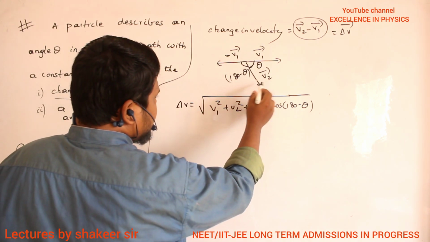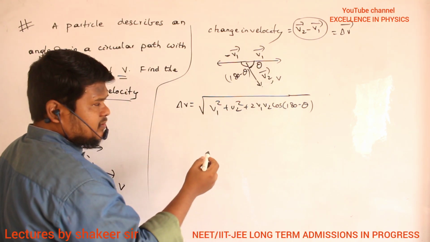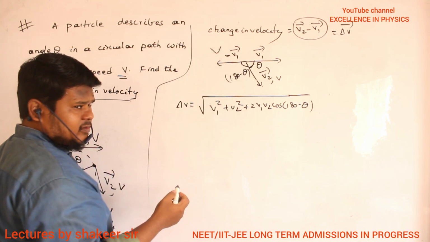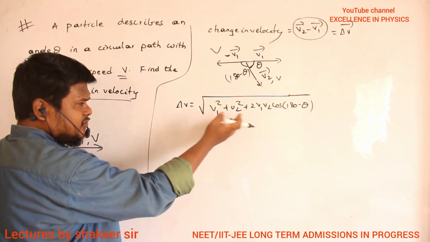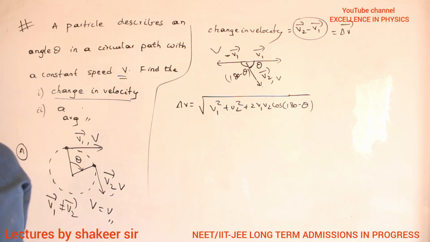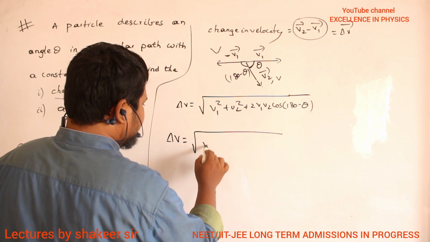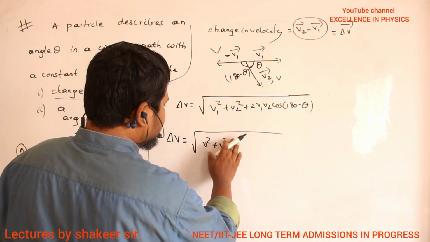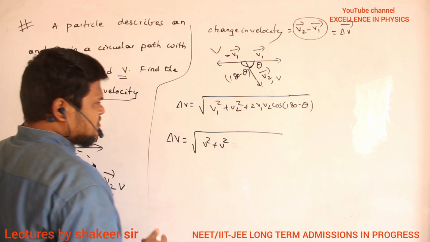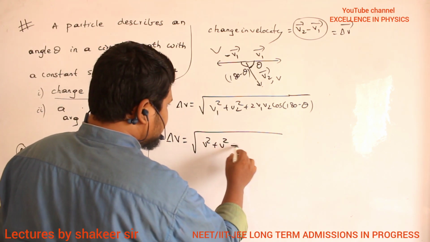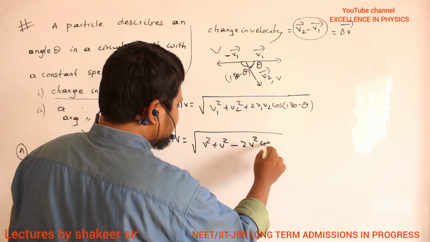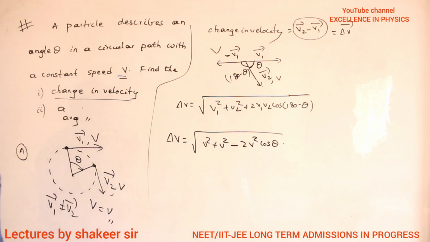Clear, no? So what is the speed of this one? V. Speed of this one is also v only. So instead of v1, I can write v. Instead of v2 also, I can write v only. Are you able to understand? So therefore, change in velocity is equal to square root of v square plus v square, and cos 180 minus theta is minus cos theta, no? So minus 2v square cos theta. So this is the answer up to which I got.